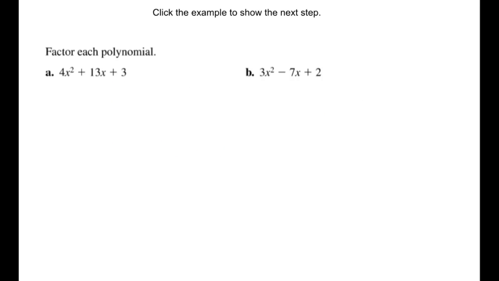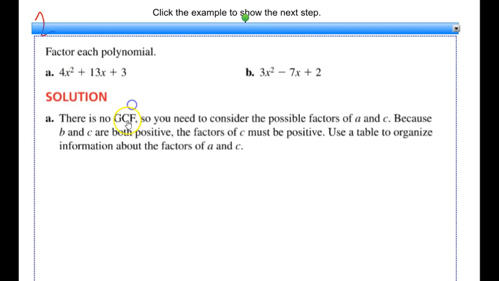So now we're looking at example number 2, if you're following along in your book. Factor each polynomial. I want to look at a first. I check and see if there's anything that I can factor out of each term, and in this trinomial, there's not. Not all of these numbers are divisible by the same thing, so I have to continue. So here's what we're going to do.